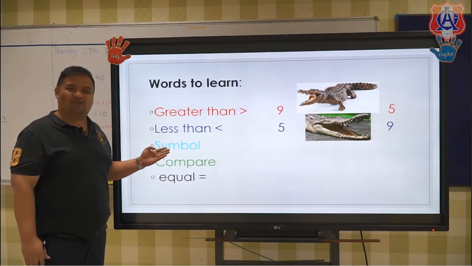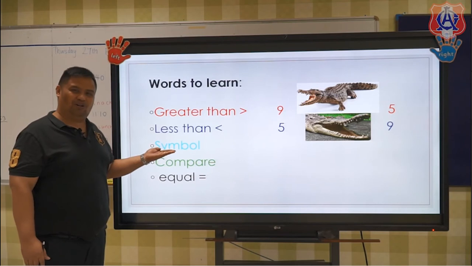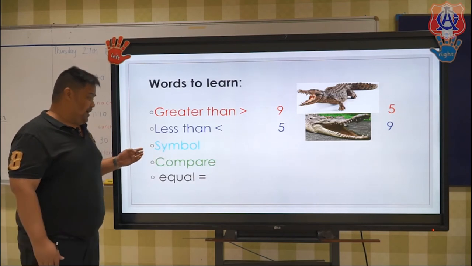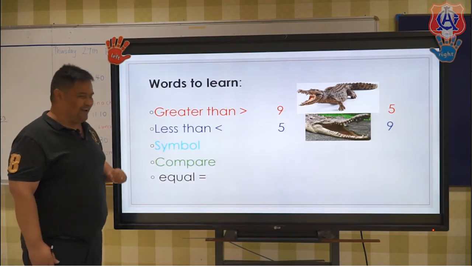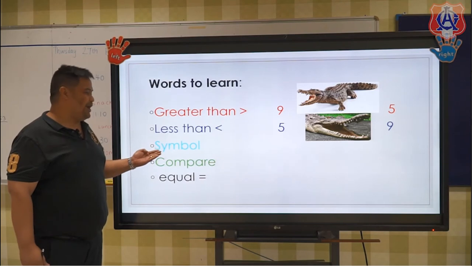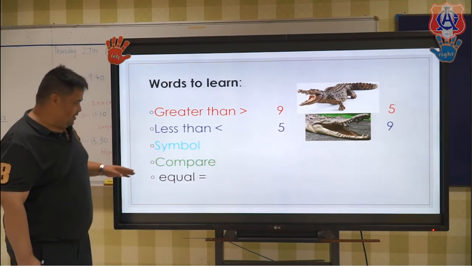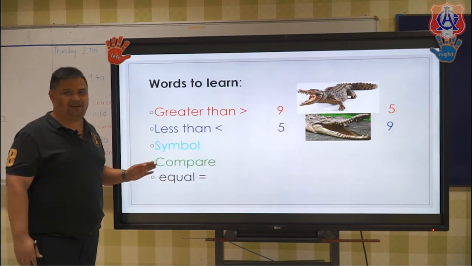Symbol. Say it with me. Symbol. Do you spell symbol correctly? Let's find out. S-Y-M-B-O-L. Symbol. And the fourth one is compare.